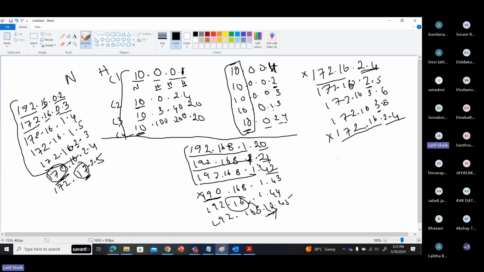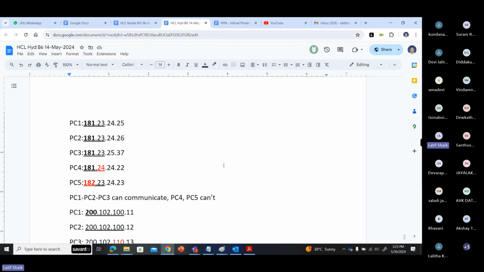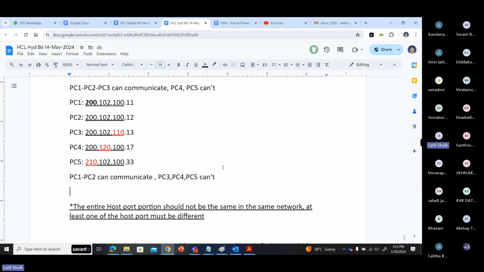A conflict will be generated if both the network and host portions are the same between those devices. So to avoid that, it is enough that at least one of the host portions is different. It is not required that both are the same, and it is not always required that both are different. One difference is more than enough.